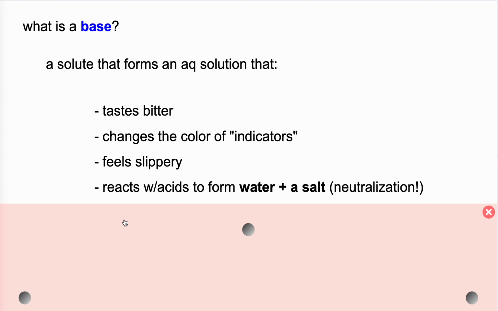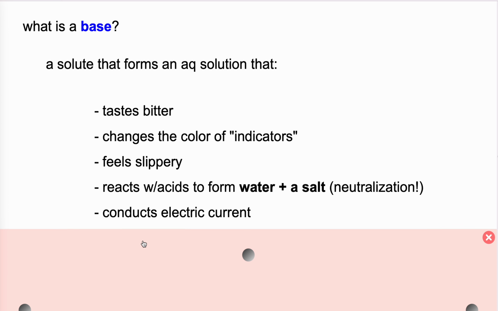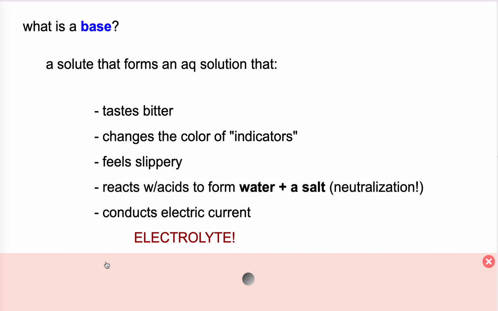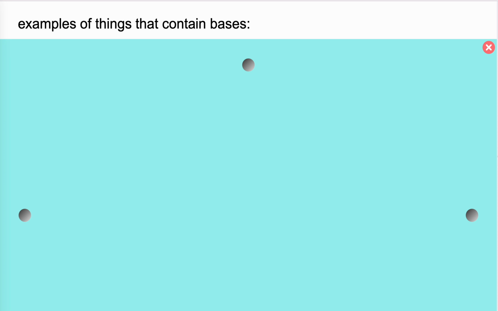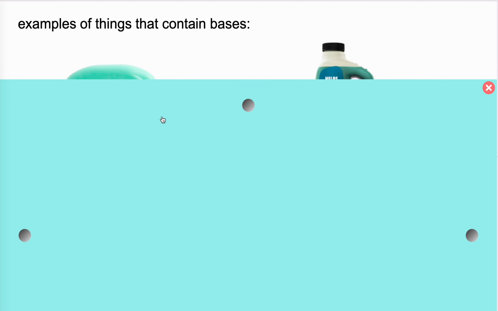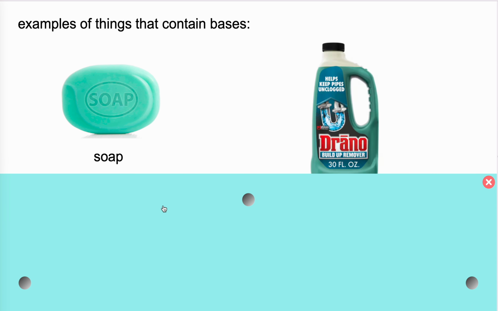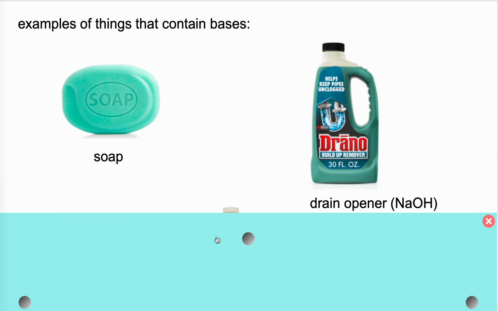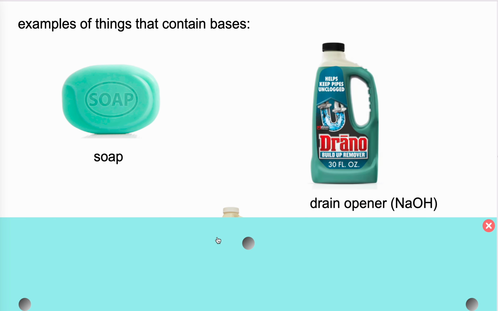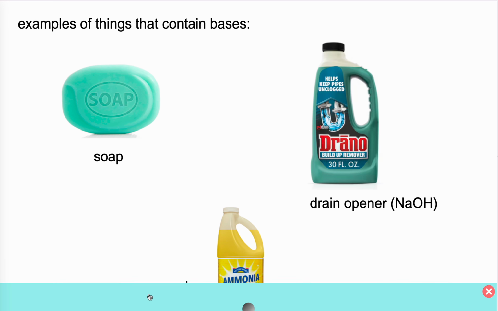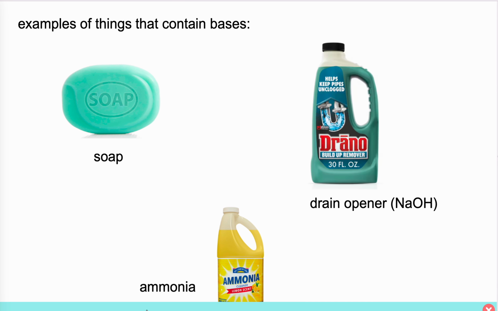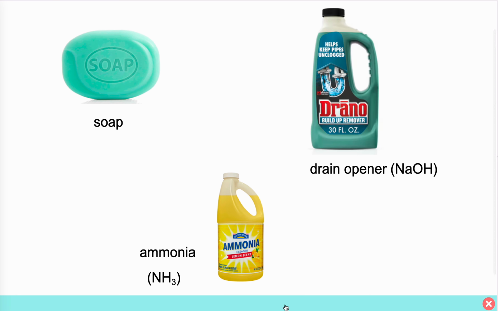As we said before, acids and bases react with one another in a neutralization process to form water and a salt. And bases also form aqueous solutions that conduct an electric current, which means that bases are also electrolytes. And here are examples of things that you might find around your house that contain bases. Soap contains bases. Drain cleaner contains a very strong base, sodium hydroxide, extremely dangerous. And household ammonia, NH3, is found in cleaning solutions.